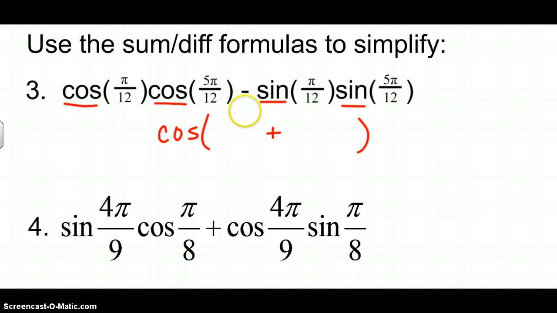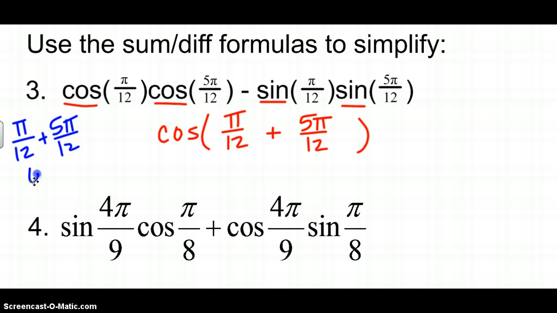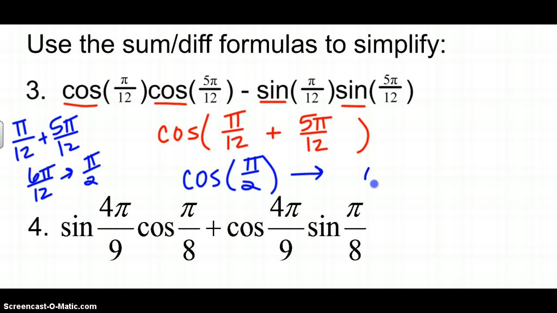I'm going to say my first angle is pi over 12. My second angle is 5 pi over 12. When I add those two things together, do a little bit of fraction work, I get 6 pi over 12, which is really just pi over 2. So I'm looking for the cosine of pi over 2. That is something that is on my unit circle. So my final answer is just going to be 0.